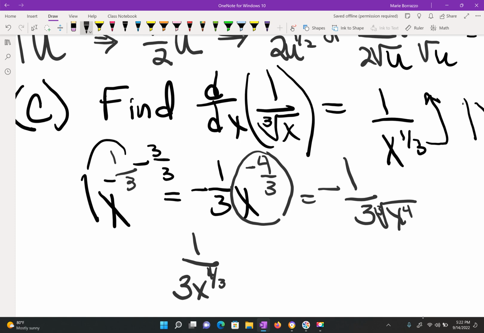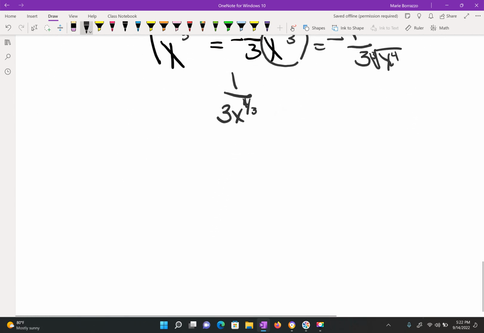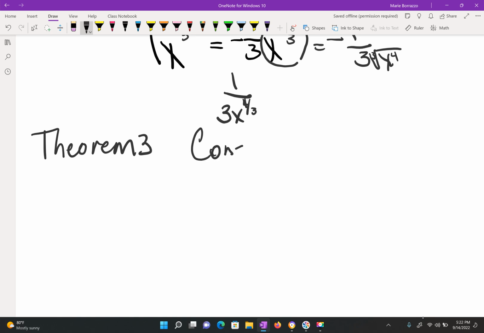Okay, let's look at theorem 3. So we're looking at theorem 3. This has to do with the constant multiple property.